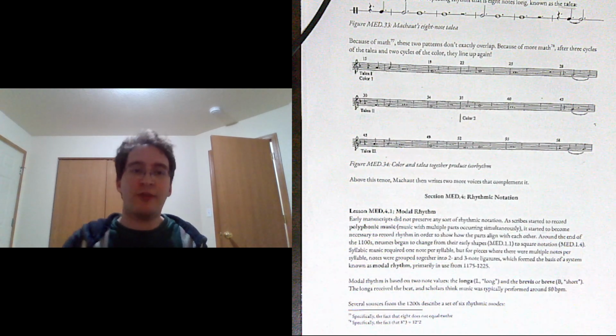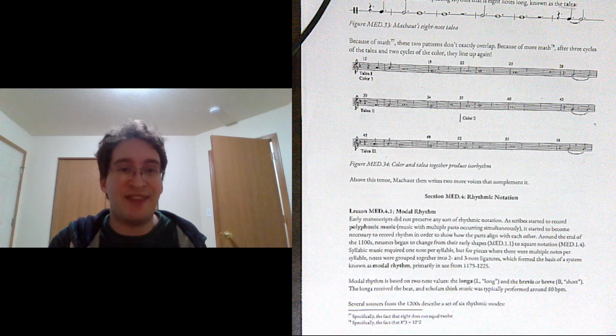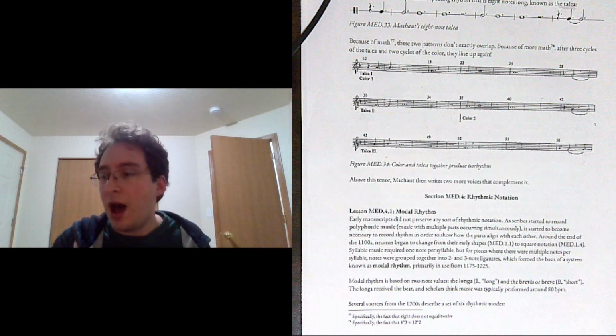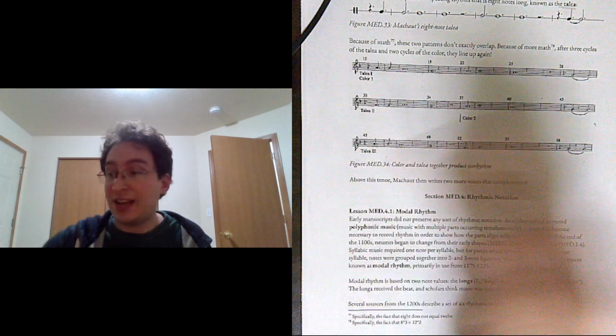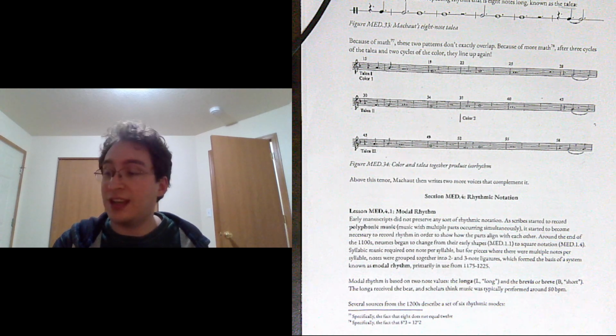So with 8 and 12, it lines up pretty quickly. You could choose numbers that are relatively prime, like 7 and 17, and it would take a while for them to line up. But this technique of isorhythm is fairly common in sacred works of this period, so it's worth taking a look at.